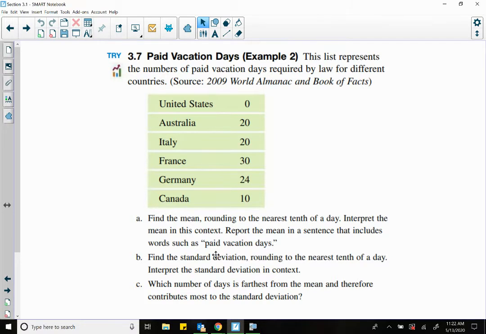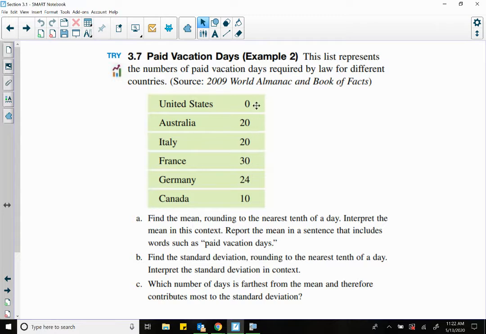And then after that, it wants us to find the standard deviation rounded to the nearest tenth and interpret. And then it says which number of days is furthest from the mean and therefore contributes most to the standard deviation. So we'll talk about that one as well too. All right. So let's go ahead and find the mean. So we need to add all these up and then divide by the total number there are.